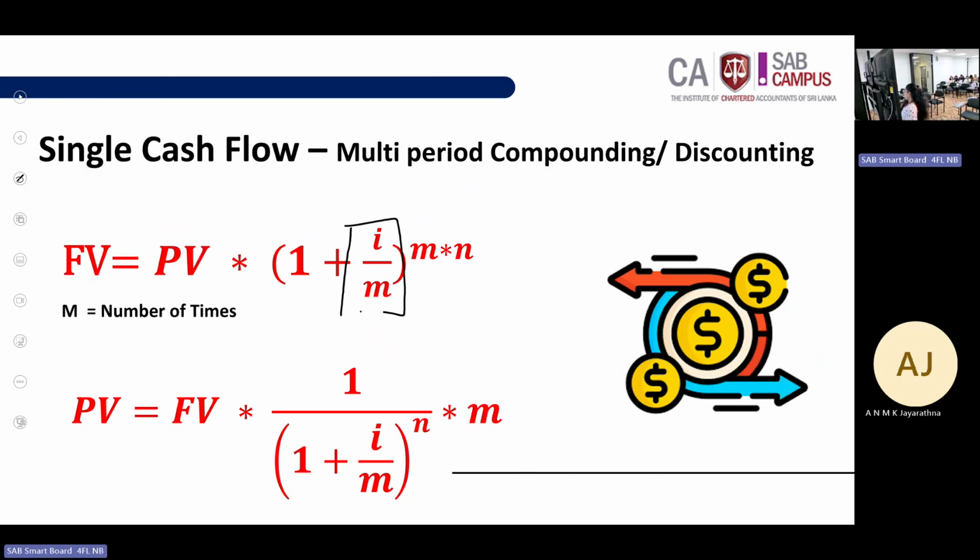So this is what we have identified: interest divided by M as well as N multiplied by M number of times. Basic is same. We just convert the interest into the basis interest, and then we have changed the number of times that we are receiving the interest also. Are you clear on this?